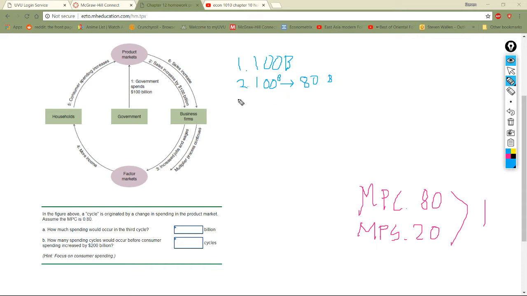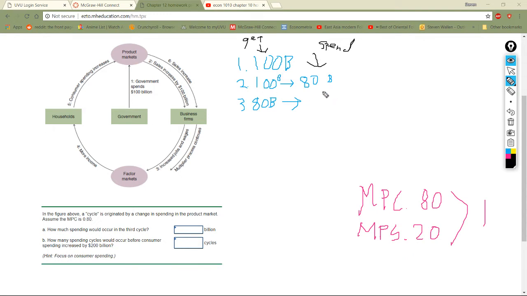Third cycle. They're going to get 80 billion. 80 billion is how much they're getting. How much of this 80 billion will they spend? Okay, so right here, this is what they're spending each cycle. Spend. Over here, this is what they get. Okay, this is what they get.